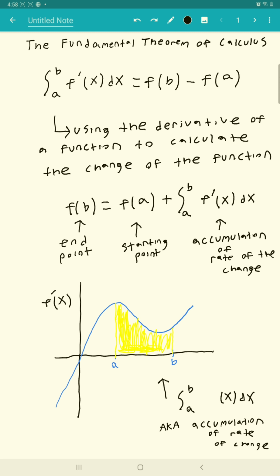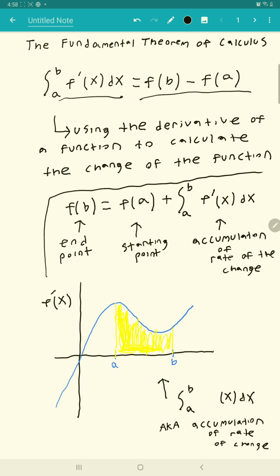So as we know, the fundamental theorem of calculus allows us to use the derivative of a function to calculate the change of that function, and we can rewrite the fundamental theorem as f of b equals f of a plus the integral of f prime of x from a to b dx.